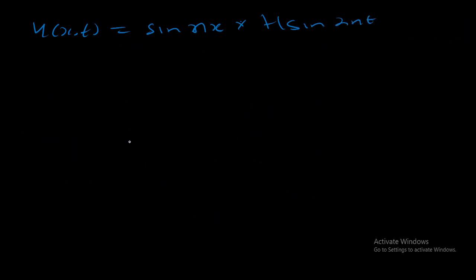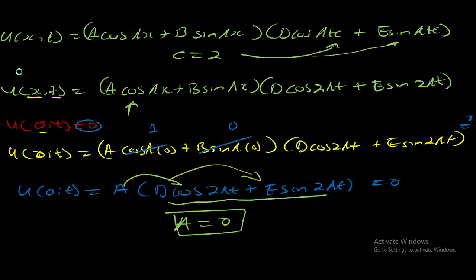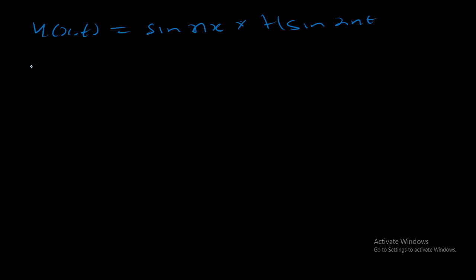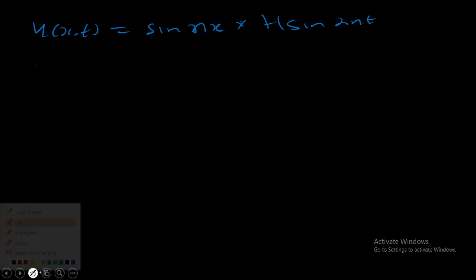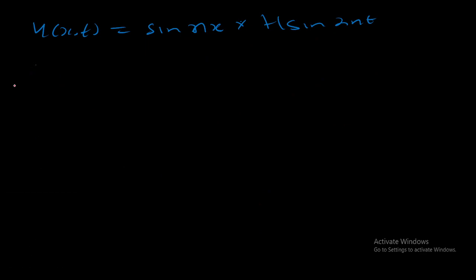And then let's move to the last condition. The last condition, it says what? It says u_t of x,0 is equal to what? sine x. This is the last condition.